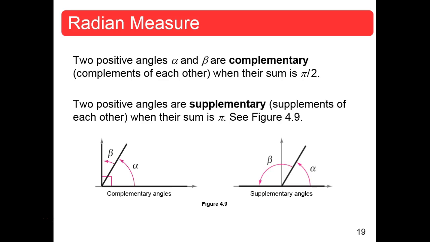Remember, we usually use Greek symbols to represent angles. Occasionally we'll use capital letters, but usually Greek symbols. These two positive angles are complementary. Now, what word do you almost see in that?